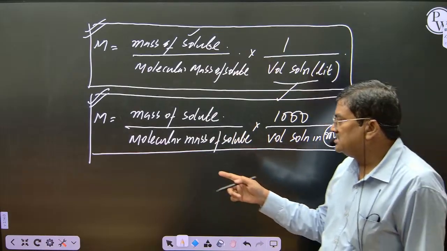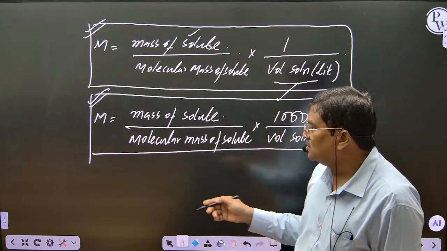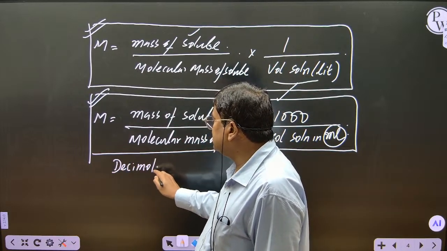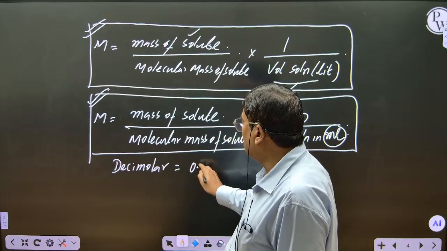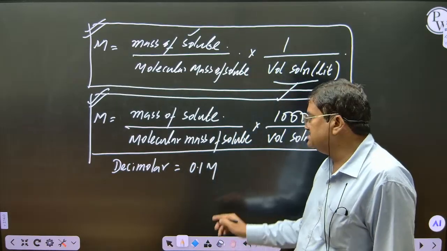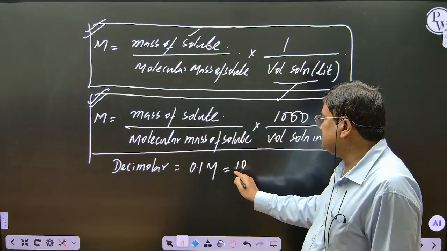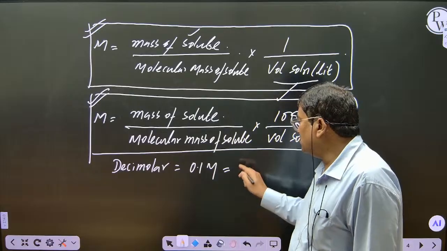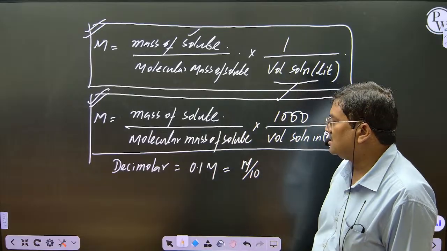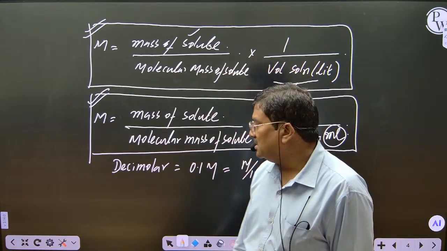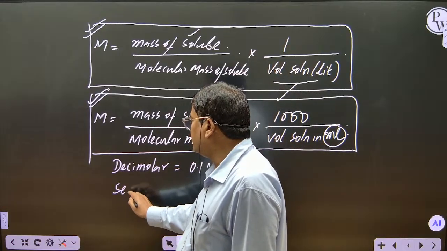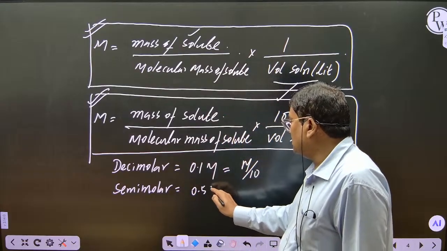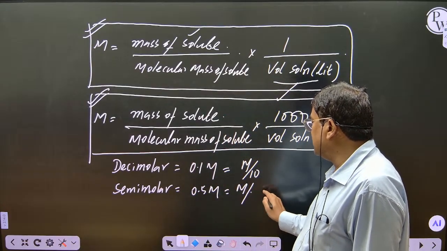Now, in exams they use terminology you might know from 11th standard, such as decimolar. What is meant by decimolar? Deci means 0.1 molar, 1 by 10. Sometimes textbooks write it as M upon 10. Decimolar, understood. Semimolar. Semi means half. Semimolar is to be taken as 0.5 molar, sometimes shown in textbooks as M by 2.